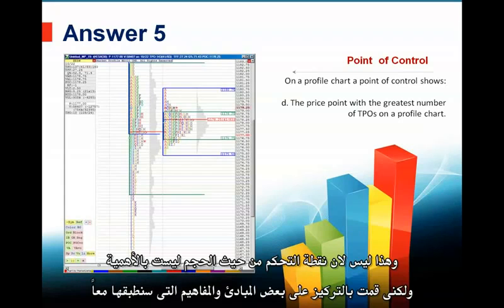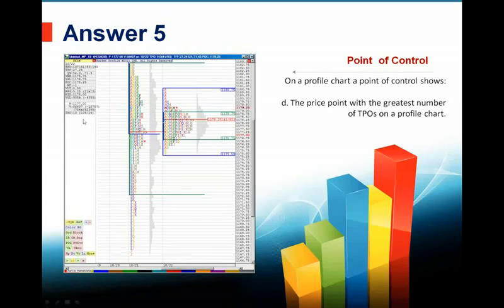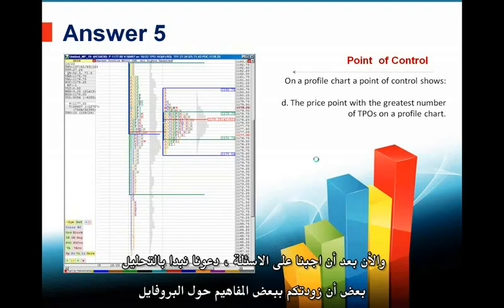Not that volume points of control are not important. It's just that I can only cover so many of the key concepts, and I've just selected a few of them that we can apply together. All right. Now that we have answered our questions, let's begin our analysis.